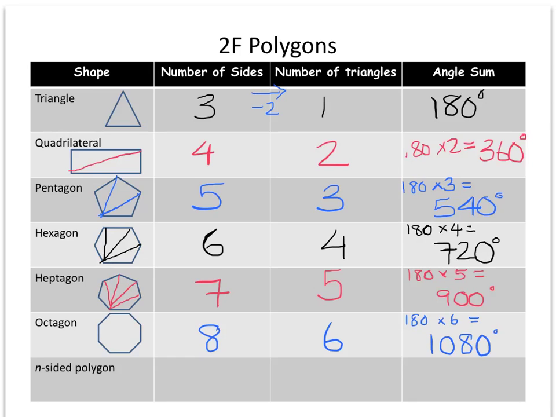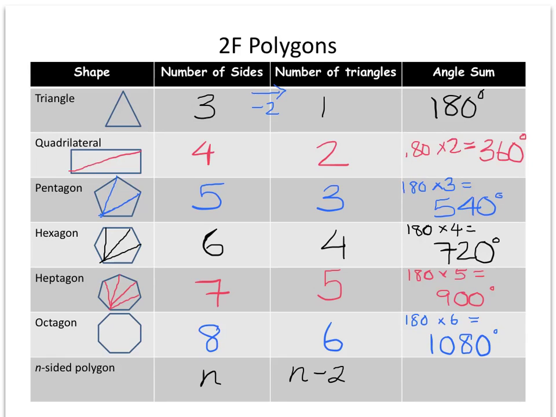Now let's just look at how we can write this in general. So if we have an n-sided polygon, and that just means we want to find the general rule no matter how many sides we have. So in an n-sided polygon, we would just have n sides. So we would call the number of sides n. And we looked at the relationship between the number of sides and the number of triangles, and we decided that was the number of sides minus 2. So in this case, the number of triangles is going to be n minus 2. Okay?